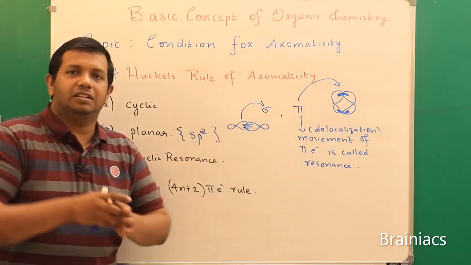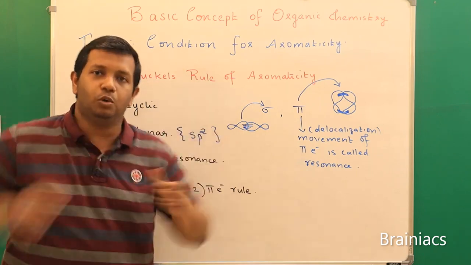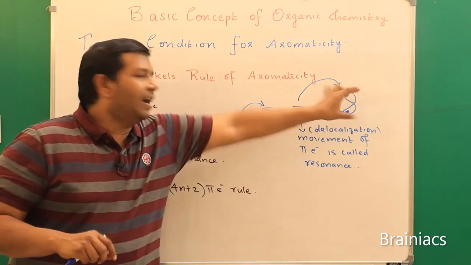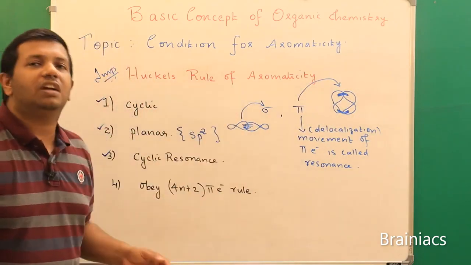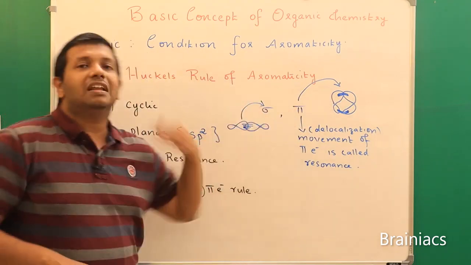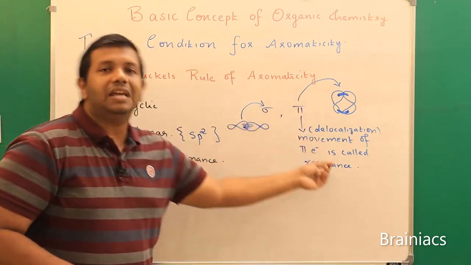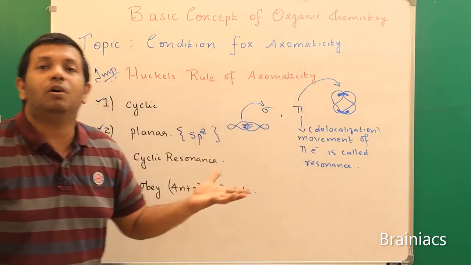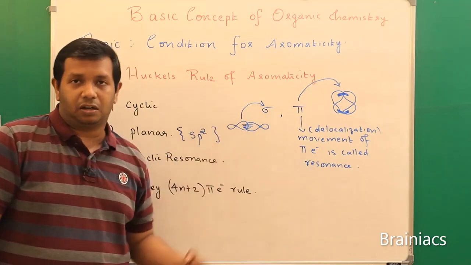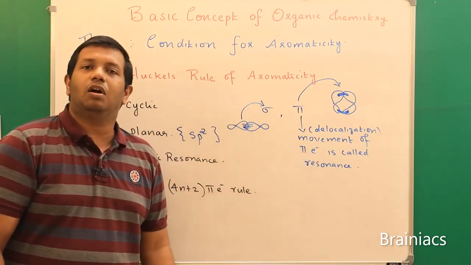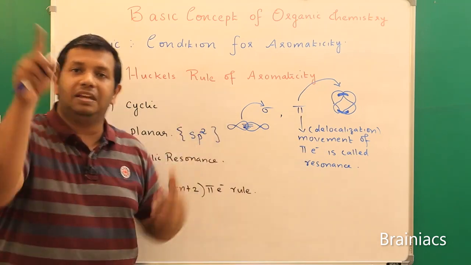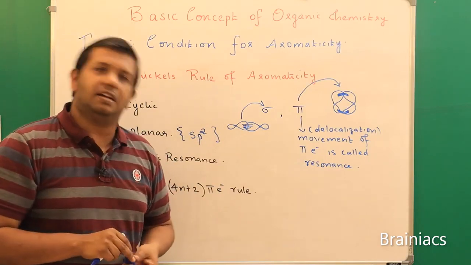Usually we know that this type of bond, axial overlapping, is very strong. You need to provide more energy to break this bond. But in the case of pi bond, which is formed by lateral overlapping, it is very weak. If you just give a small amount of energy, this bond will break. That is the reason why in resonance, it is the pi electrons which will move, because the pi bond is a weak bond. So resonance is nothing but movement of pi electrons of a pi bond. And cyclic resonance means the resonance happening in a cyclic structure.